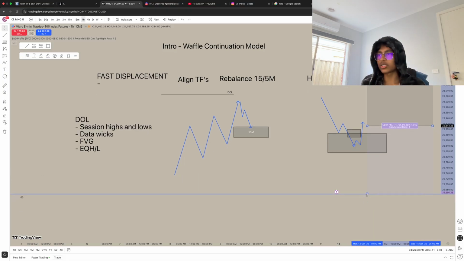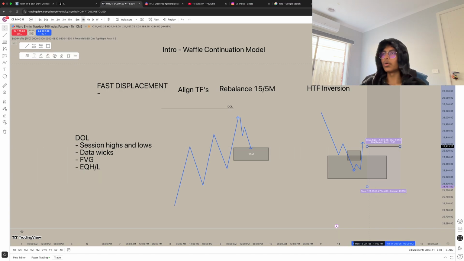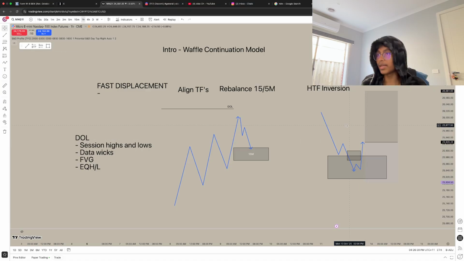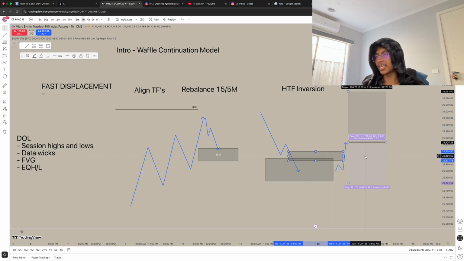So where would I put my stops? I would put my stops just at the lows here. And where would I target? I would target the drawn liquidity that is up here. This is basically what I'd be entering off. This is the trade I'll be taking, guys. This is my A+ continuation model right here. And I mean, it doesn't get simpler than that.